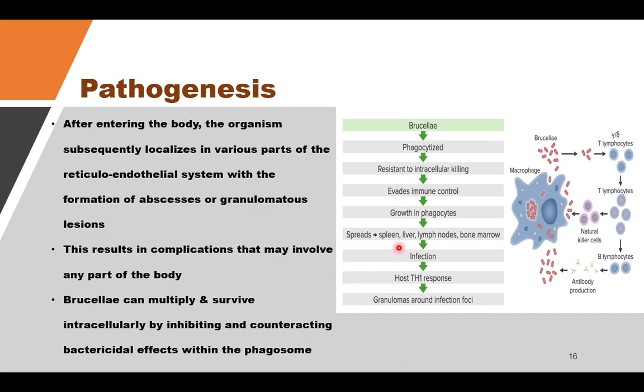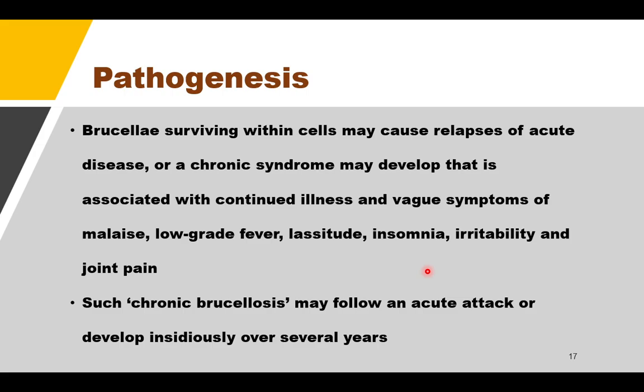So you can have spread to spleen, liver, lymph nodes, and the bone, and then you have the infective process well established. Patients become symptomatic. Now the organism's ability to survive within the immune cells may cause a relapse of an acute disease, or a chronic syndrome may develop that is associated with continued illness and vague symptoms of malaise, low-grade fever, lassitude, insomnia, irritability, and joint pain. So such chronic brucellosis may follow an acute attack, or it may develop insidiously.